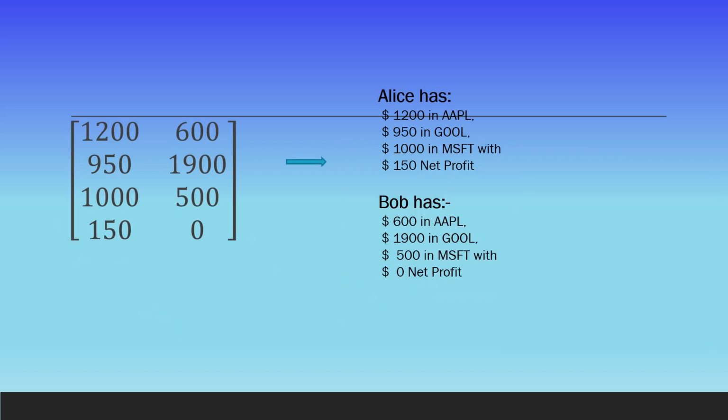Since this output matrix is 1200, 950, 1000, 150 and 600, 1900, 500, 0, this implies that Alice has 1200 in Apple, 950 in Google, 1000 in Microsoft, and 150 as the net profit. And Bob has 600 in Apple, 1900 in Google, 500 in Microsoft, and 0 as net profit.